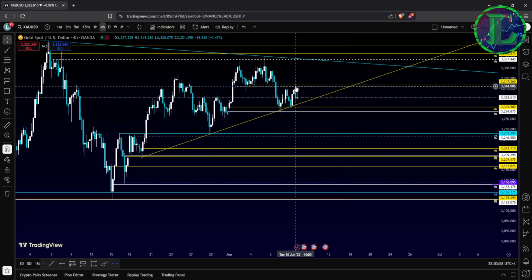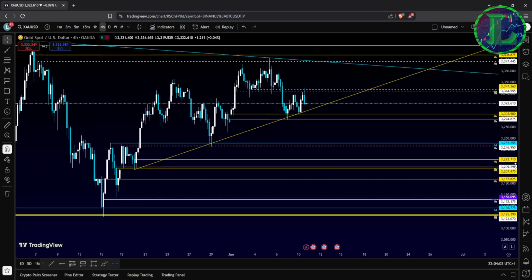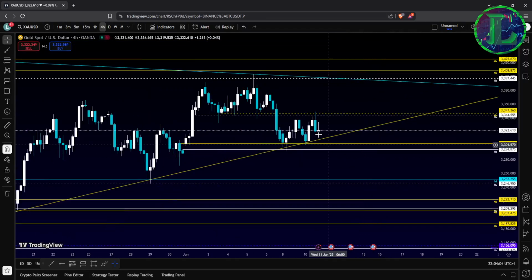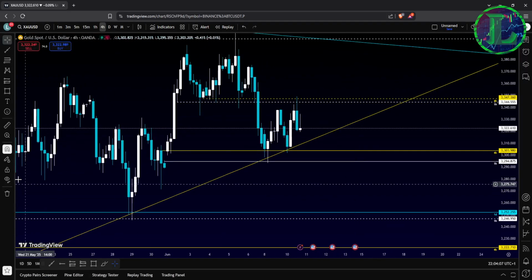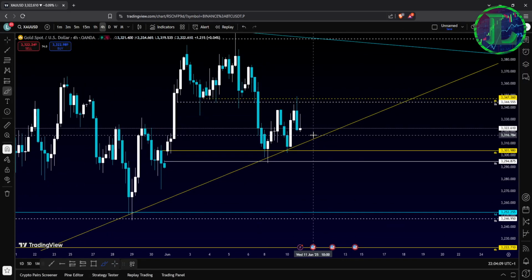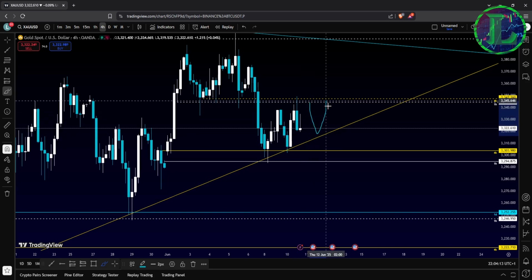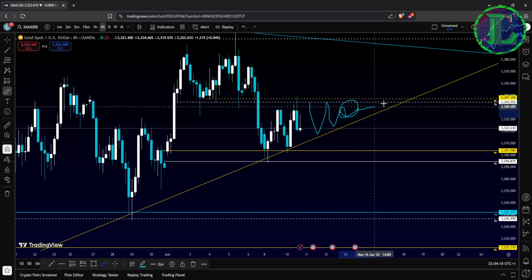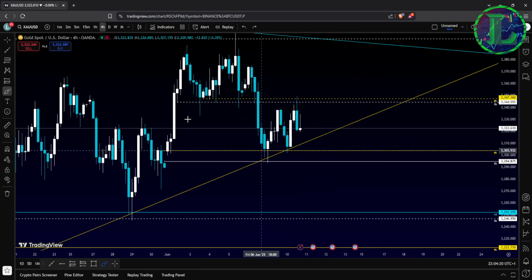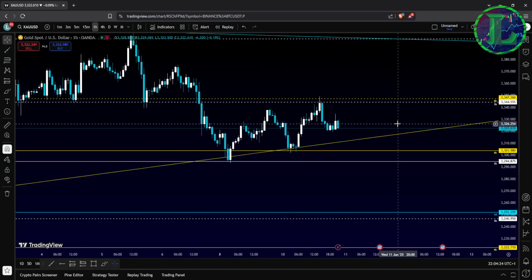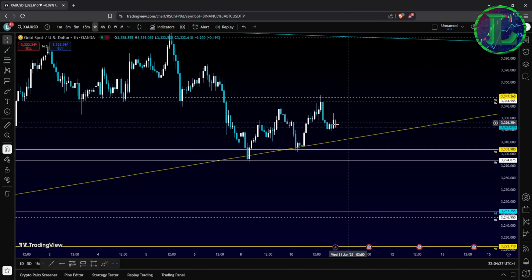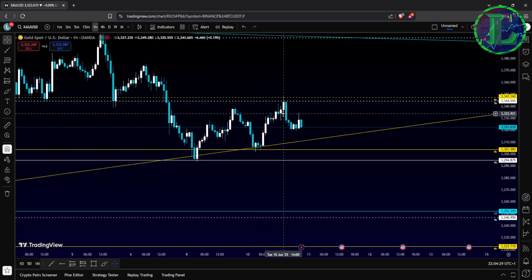But for now, we need to understand if we are going to break this or not, because as you can see, the price is kind of getting compressed between the trend and the polarity level, and we are probably going to stay here for a little bit longer. It might not go so close to that range.